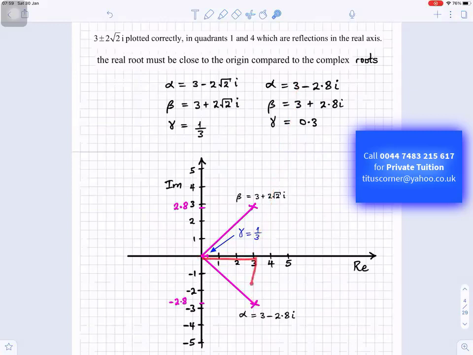So 3 minus 2.8i, we mark it there. We join the line. And 3 plus 2.8i, 3 to the right and 2.8 up. So that's the next one. And then gamma is 0.3, which is there and is real. So we just go 0.3, which is 1/3. So that is your representation on the Argand diagram.